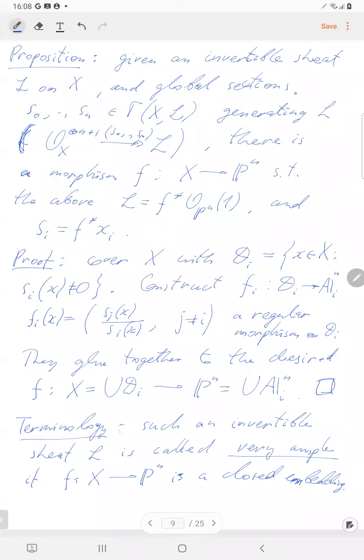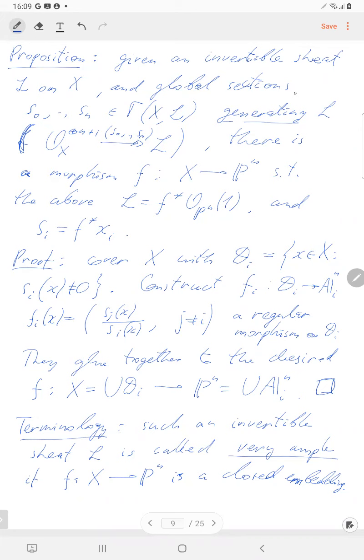Misha, maybe we want to also say that there are no points in X such that all the sections vanish simultaneously. Didn't I say this? I said, you see here, generating L. I mean that this morphism from this trivial vector bundle to L is surjective. This exactly means that the sections never vanish simultaneously. That's just what you say. Yeah, I see. Thank you. Welcome.